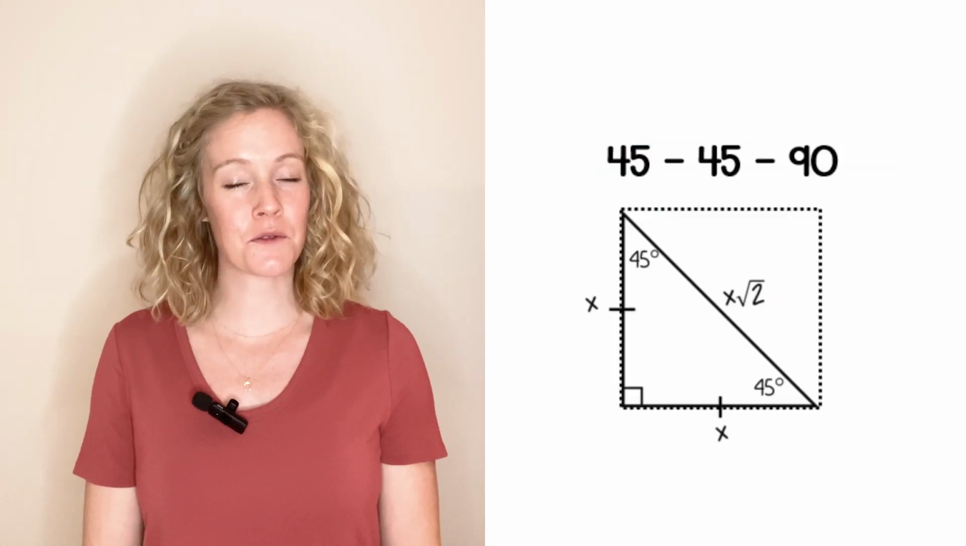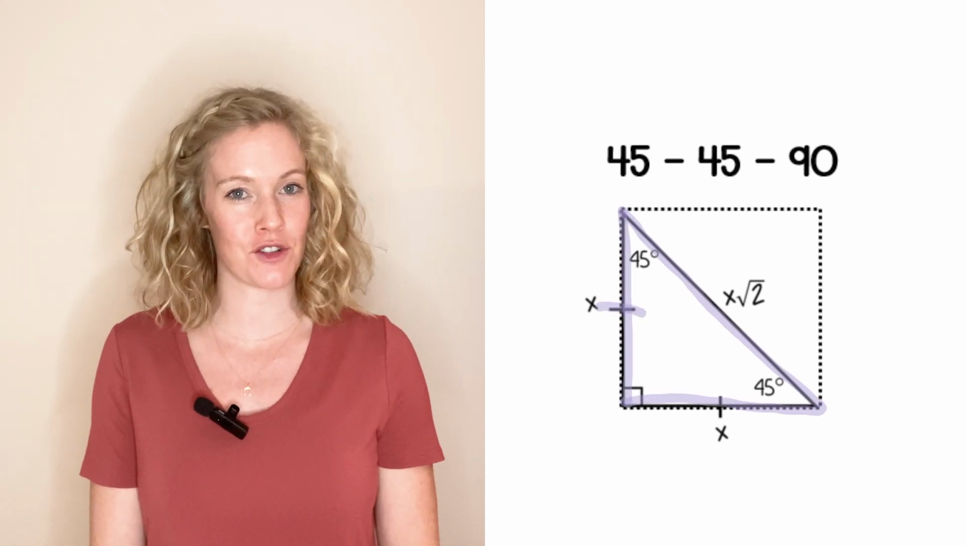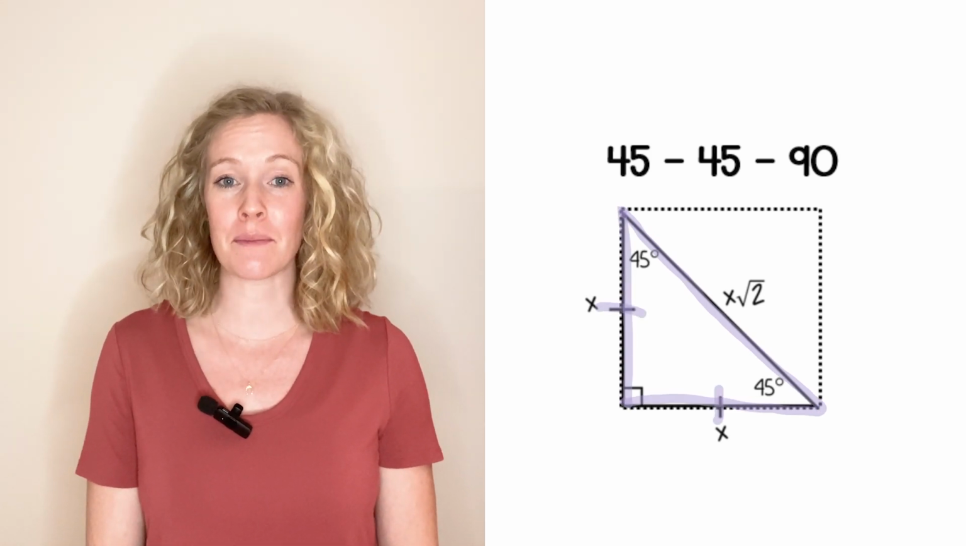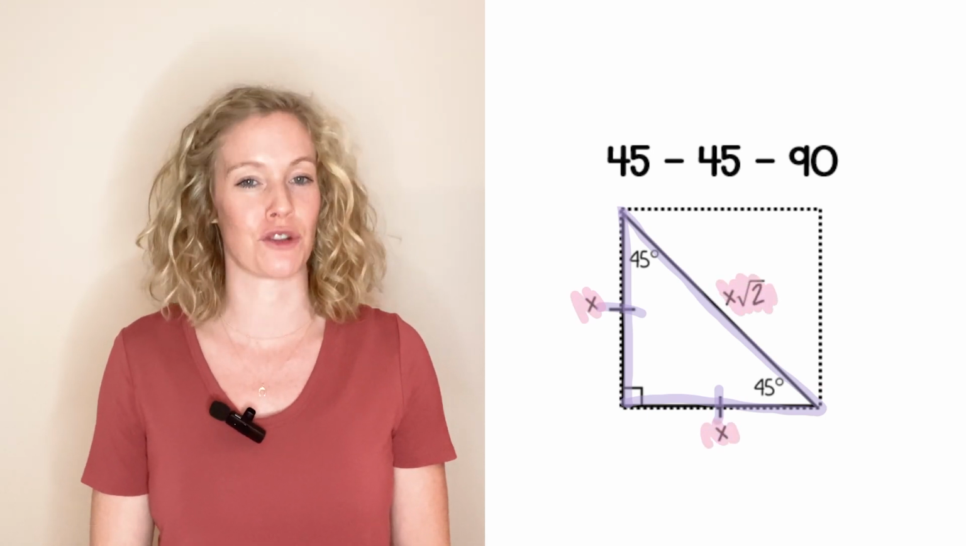Our first special right triangle is the 45, 45, 90. This comes from a square being split into two triangles. It's also known as the isosceles right triangle, where the two legs are congruent, being our x, and the hypotenuse is the length of our legs times root 2.